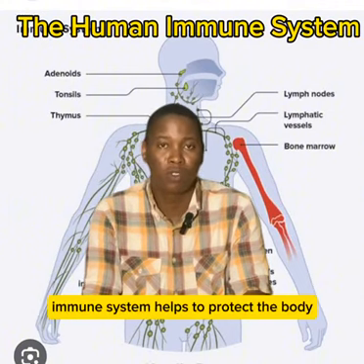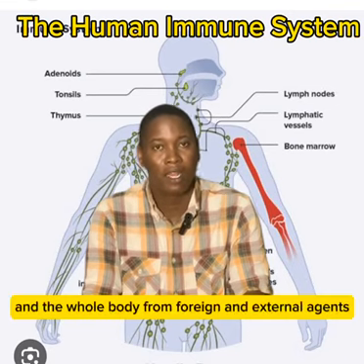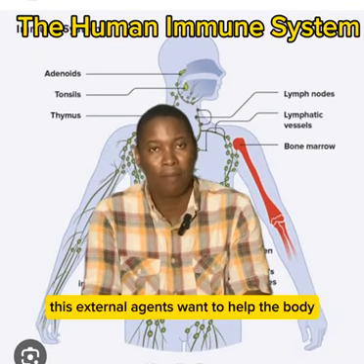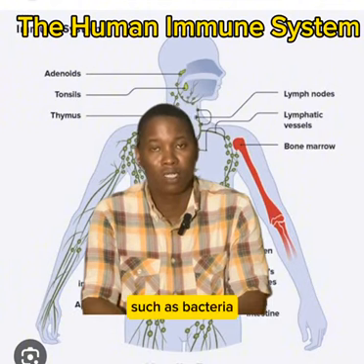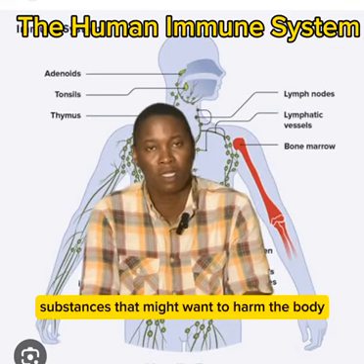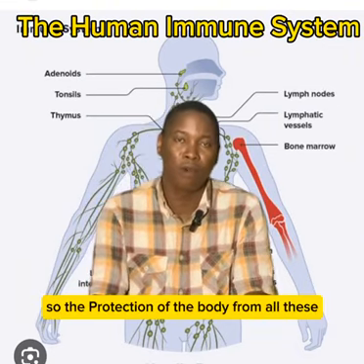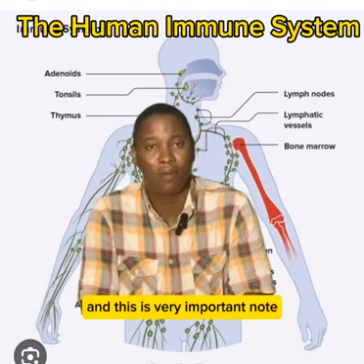The immune system helps to protect the body, the internal organs of the body, and the whole body from foreign and external agents. These external agents want to harm the body. They include microorganisms such as bacteria, viruses, and many other harmful substances. So the protection of the body from all these agents is done by the immune system, and this is very important to note.